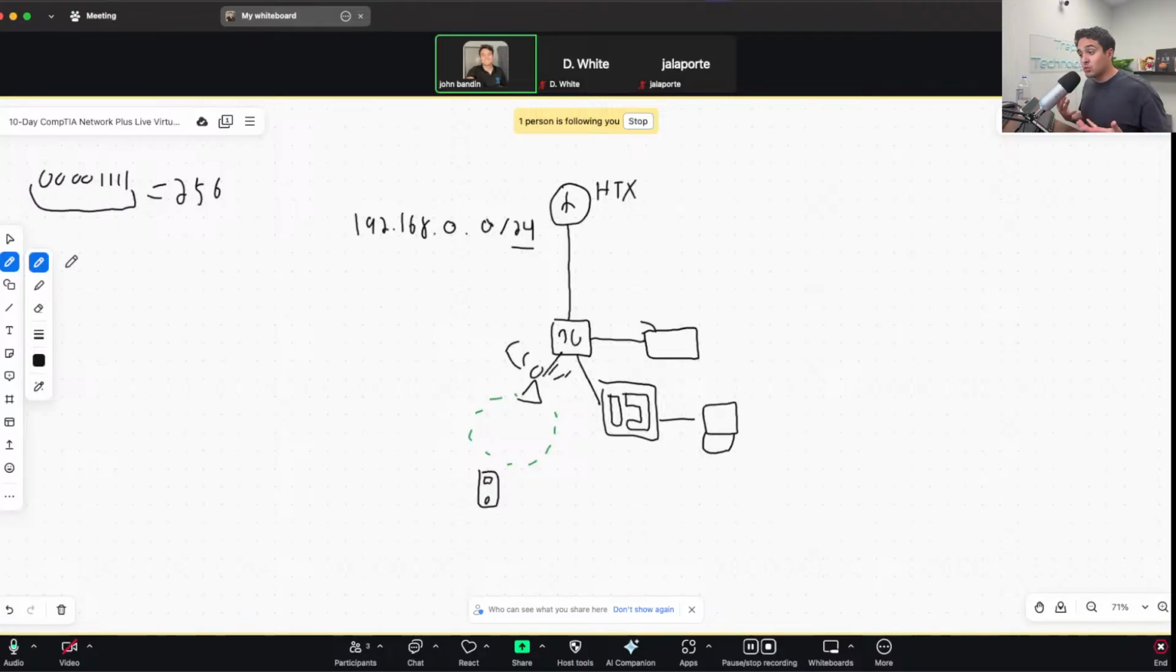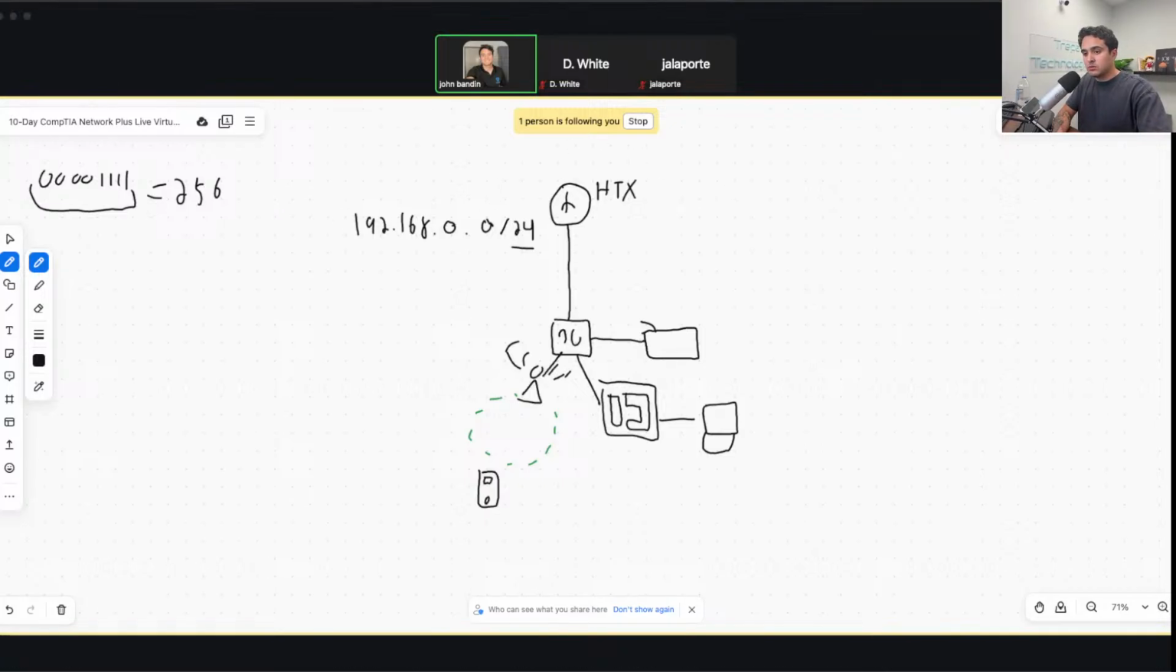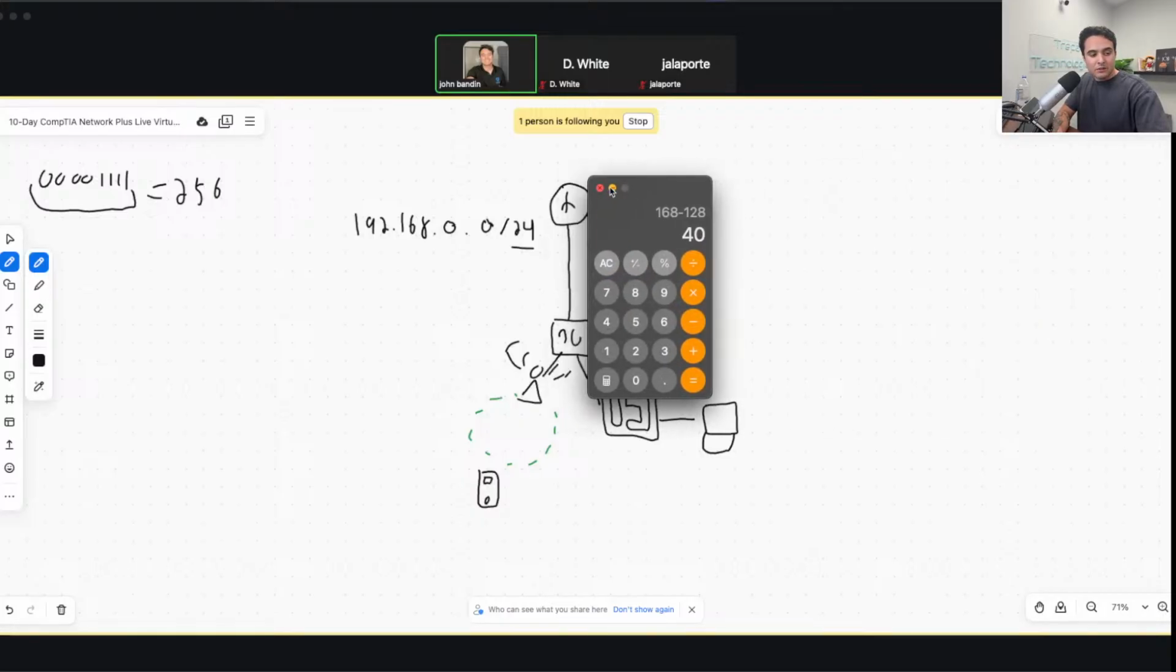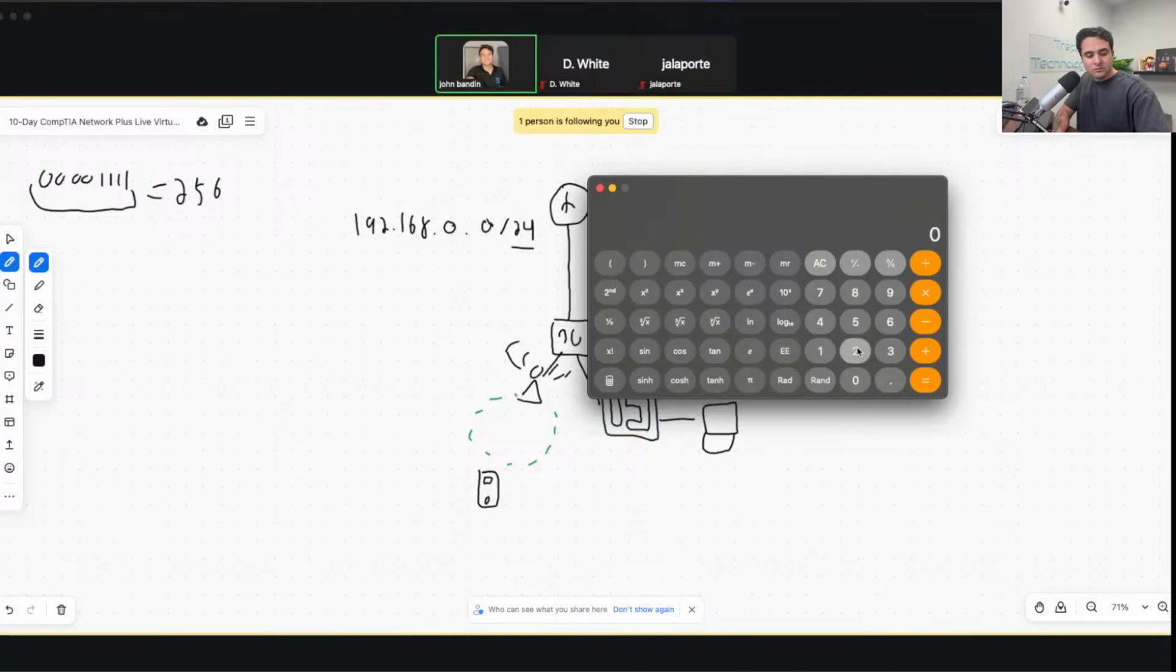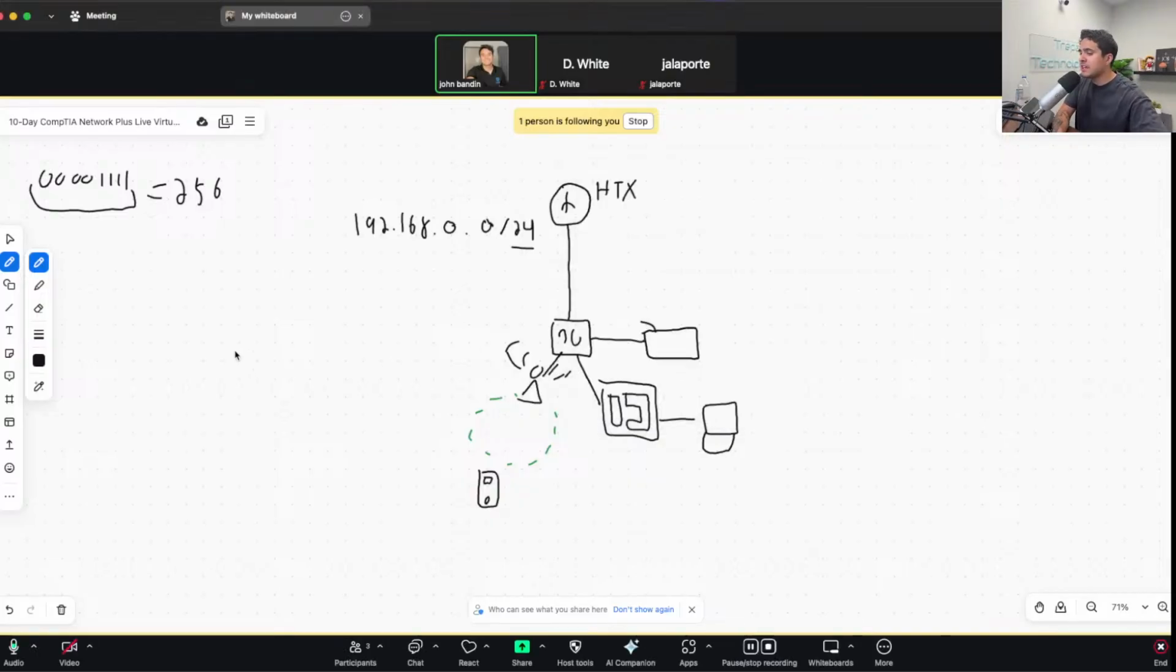But an IP address is what? 32 bits. So if I do 2 to the power of 32 on my calculator, my advanced scientific, there we go. If I do 2 to the power of 32, whatever that long number is, that's how many possible IP addresses I can have. 4.2 billion, okay?